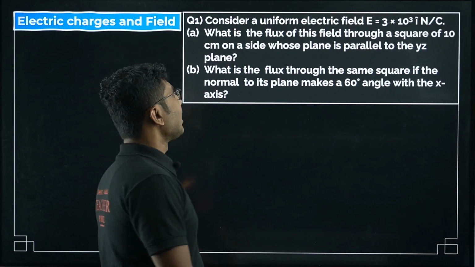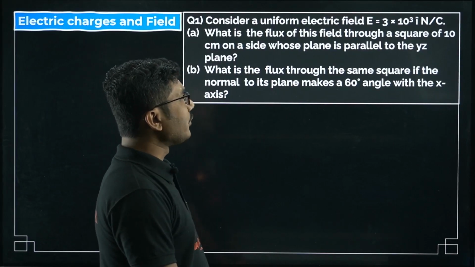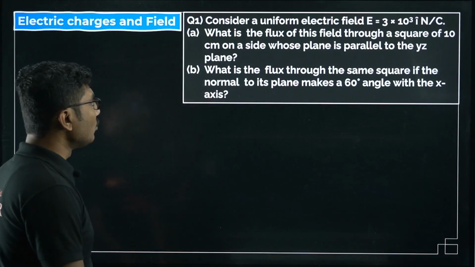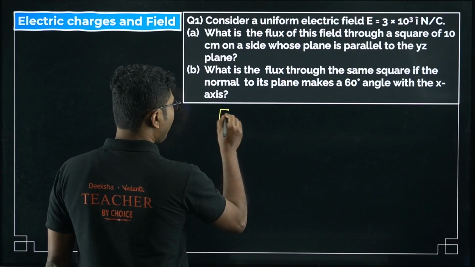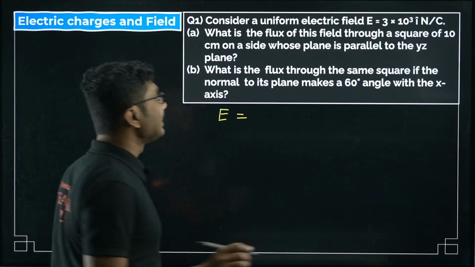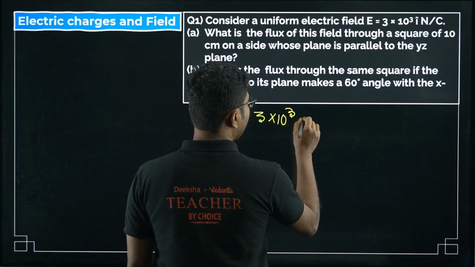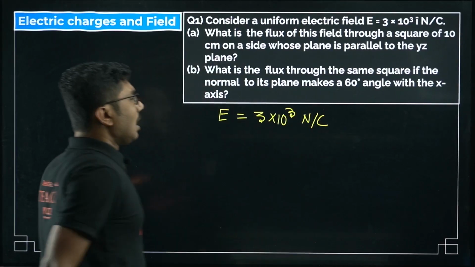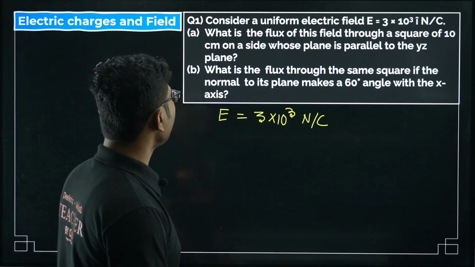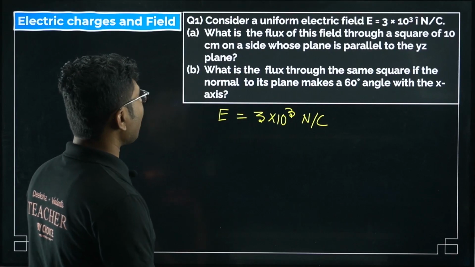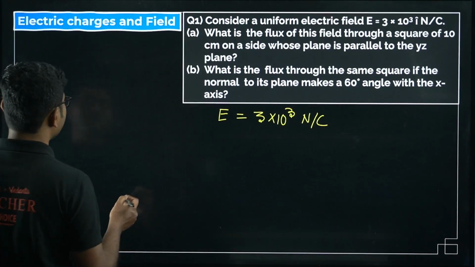First question: consider a uniform electric field E equals 3 into 10 to the power of 3 i cap Newton per coulomb. So the electric field is given here. Let me write down whatever is given. 3 into 10 to the power of 3 Newton per coulomb. So what is the flux for this field through a square of 10 centimeter on a side whose plane is parallel to the YZ plane? So that is why they are trying to make the question complicated.